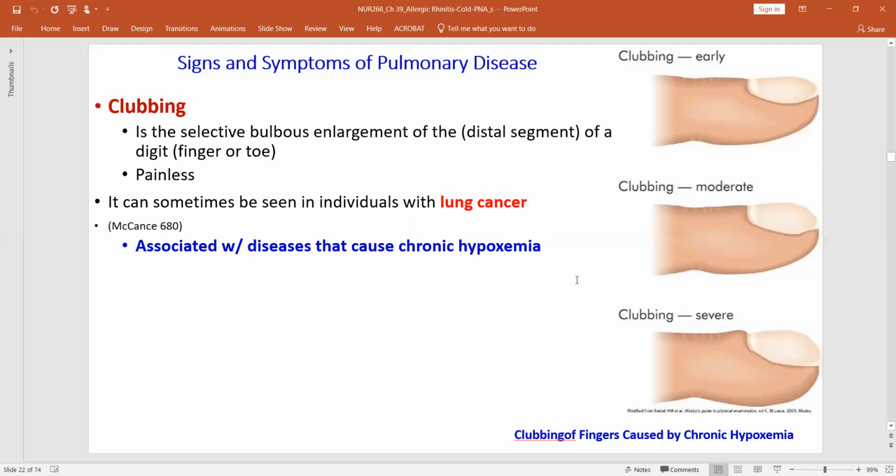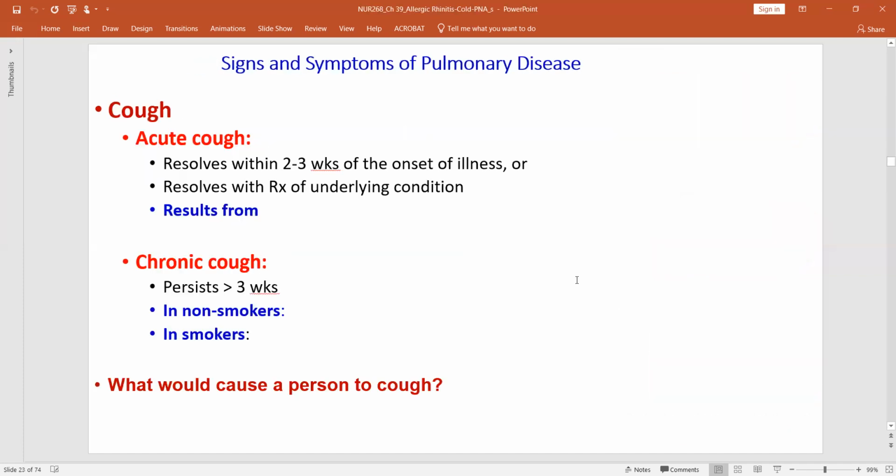So anytime you see this clubbing, you always associate it as a manifestation of chronic hypoxemia, and it takes time to develop. I would say, if not months, it takes years to develop this clubbing as a manifestation of a respiratory or pulmonary disease. So patients who would develop chronic hypoxemia, like lung cancer, bronchiectasis, cystic fibrosis, pulmonary fibrosis, lung abscess, and also you can add congenital heart disease.